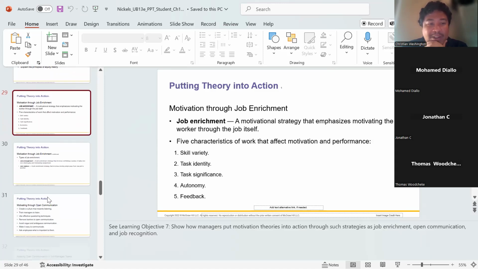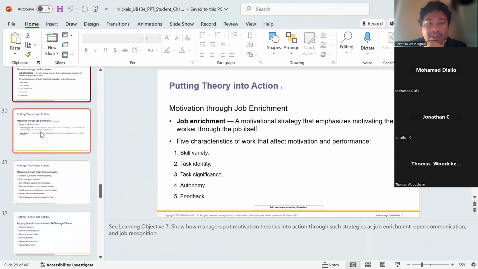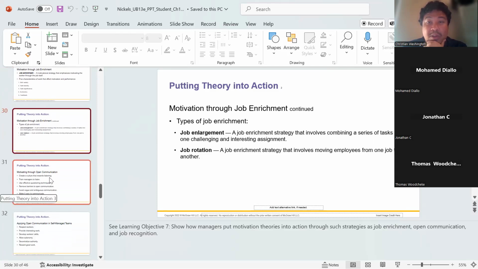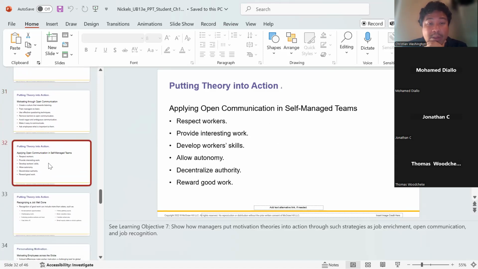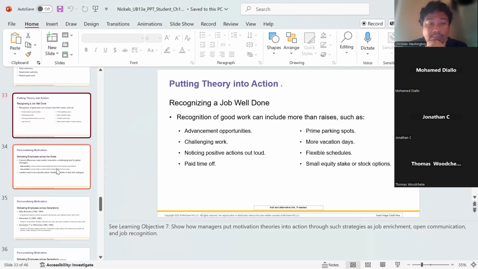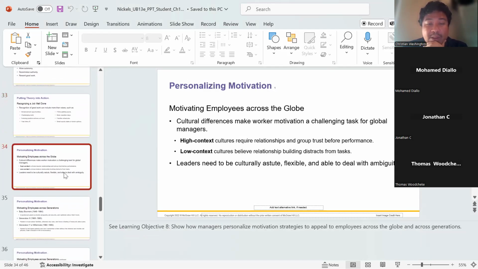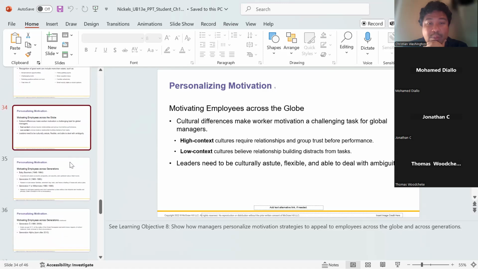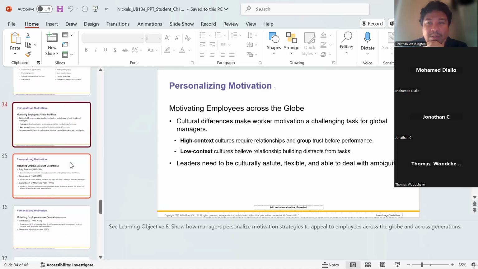Putting theory into action, job enrichment. So these are sort of definitions based upon what you're doing to get the employee motivated, right? Apply open communication in self-managed teams. And communication is very important. Recognizing someone did a good job, however you recognize that. Motivating employees across the globe, cultural differences, like the X, Y, and Z.